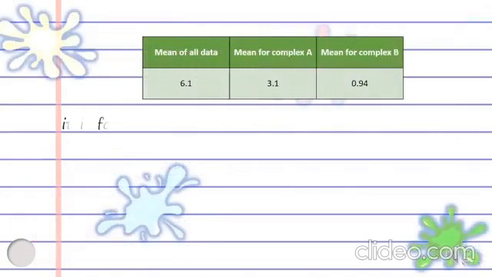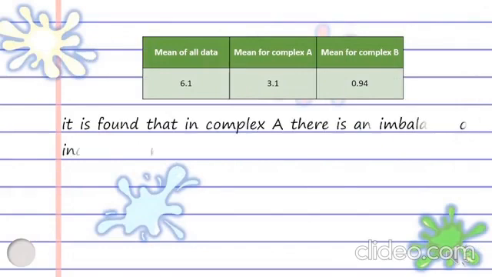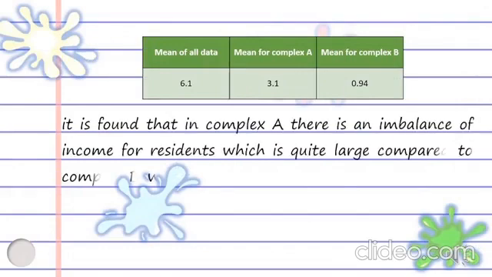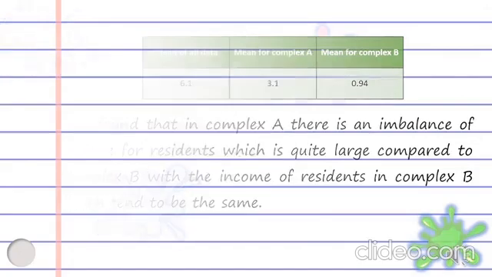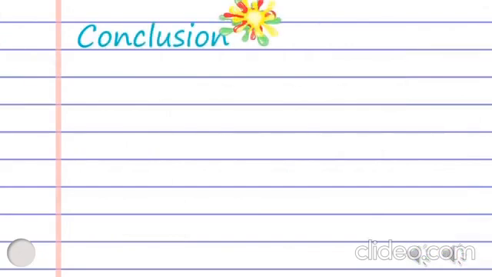From the table above, it is found that in complex A there is a large imbalance of income for residents compared to complex B, where the income of residents tends to be the same. The last part of this discussion is the conclusion.